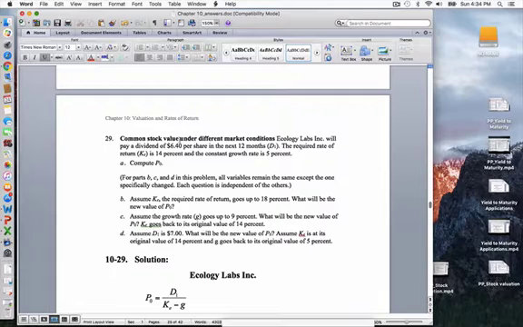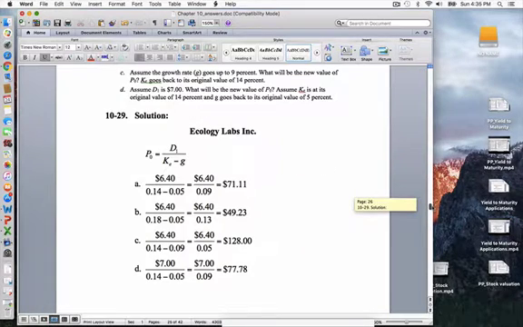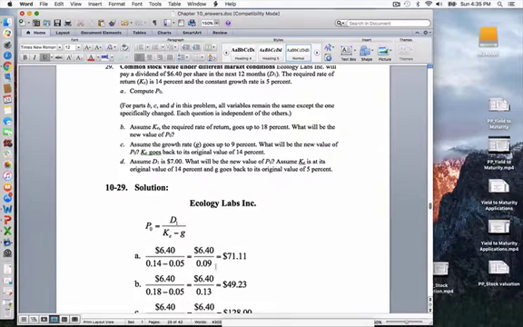Given that you have a dividend of $6.40, that's D1, the starting point you're going to use in the formula for the first year, and the required rate of return is 14%, constant growth in dividends 5%. For A, compute the price of the common stock: dividend 1 divided by required rate of return minus the growth rate. Just plug into the formula and you have the price of the common stock, $71.11.